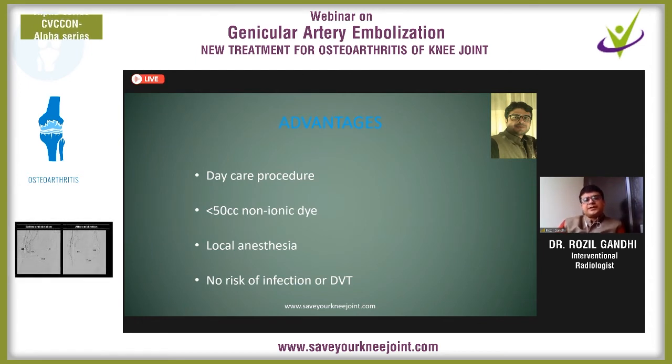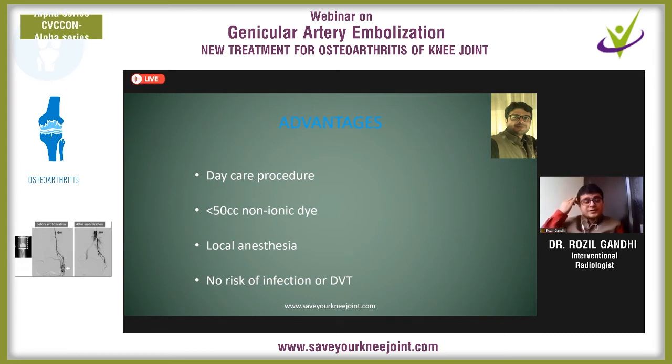Advantages of this procedure: it is a day care procedure with less than 50 cc of non-ionic dye used. Done under local anesthesia, no risk of DVT, no risk of infection. The patient can be mobilized after 4 hours of the procedure. That is the major advantage.